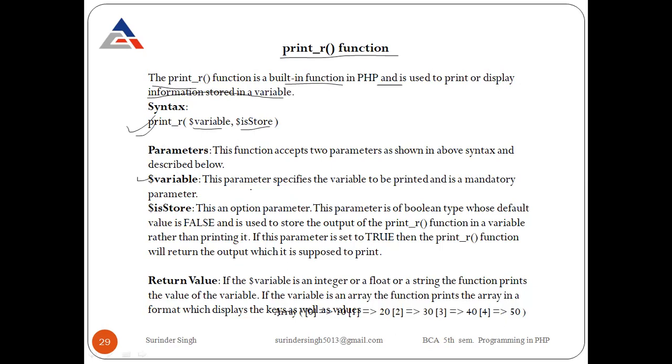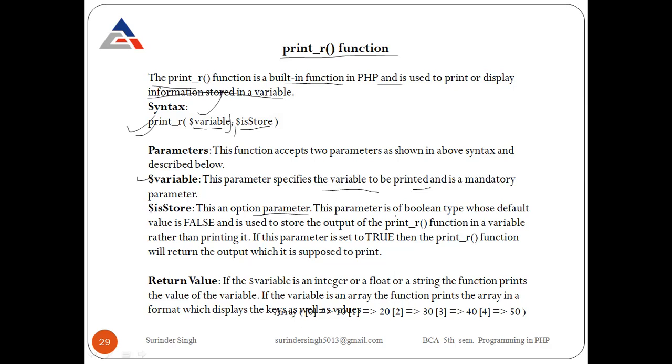Variable: this parameter specifies the variable to be printed. Which variable you want to print, you can write here, and it is a mandatory parameter. And second is is_store. This is an optional parameter. You can skip this parameter. You can use only one parameter.